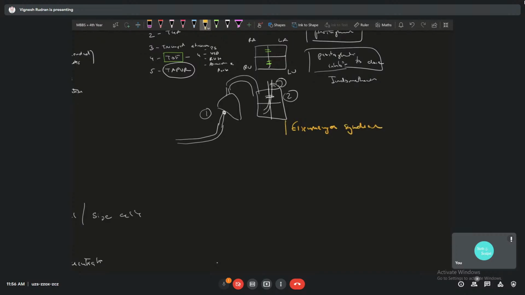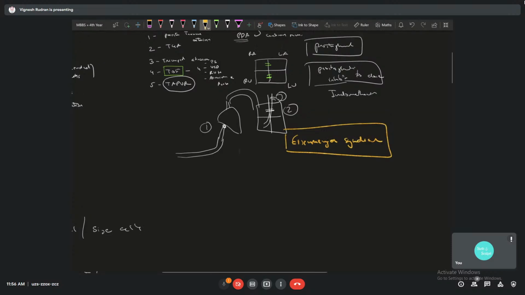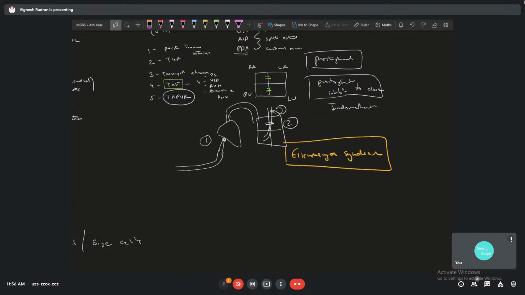What Eisenmenger syndrome basically is, is a reversal of shunt. Usually the blood flows from high pressure to low pressure, right? The left side of the heart is usually the high pressure state, but in case of Eisenmenger syndrome, the right side becomes high pressure, and the patient starts to develop cyanosis. So that is your Eisenmenger syndrome.